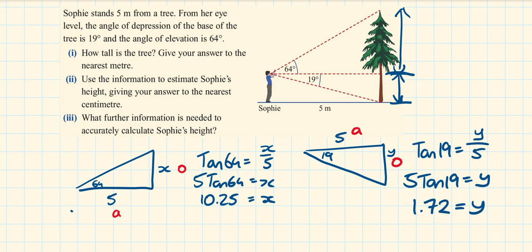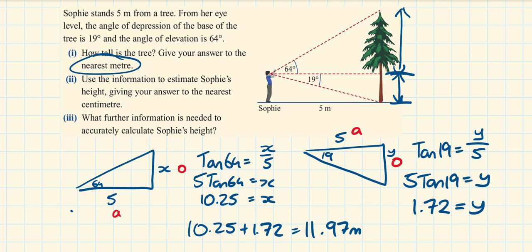So the height of the tree is 10.25 plus 1.72. So 10.25 plus 1.72 is 11.97 meters. So it says to the nearest meter, and it is 12 meters.